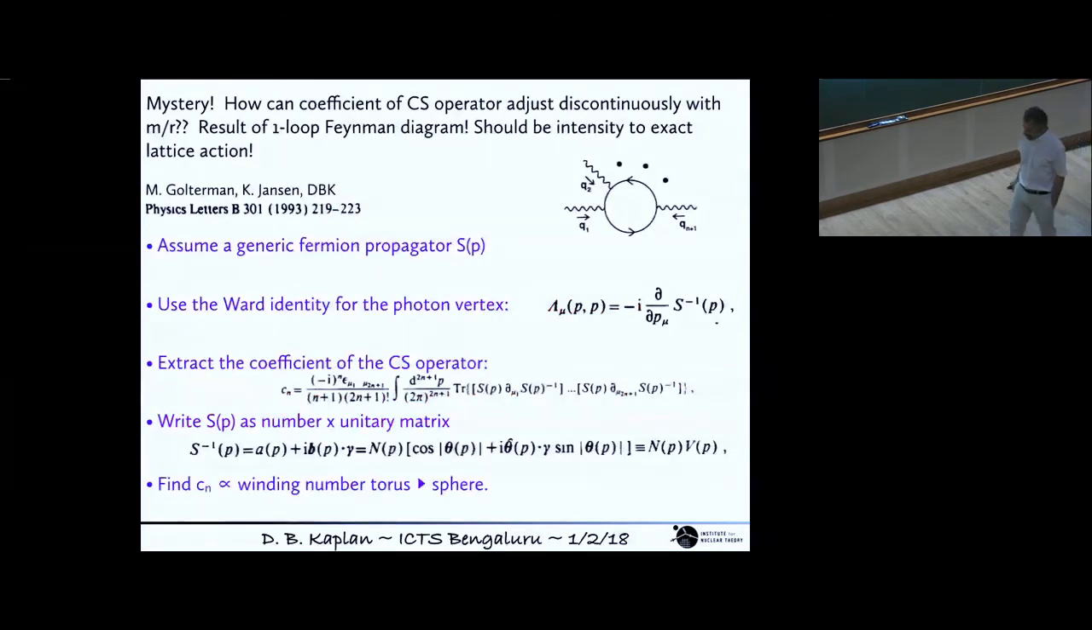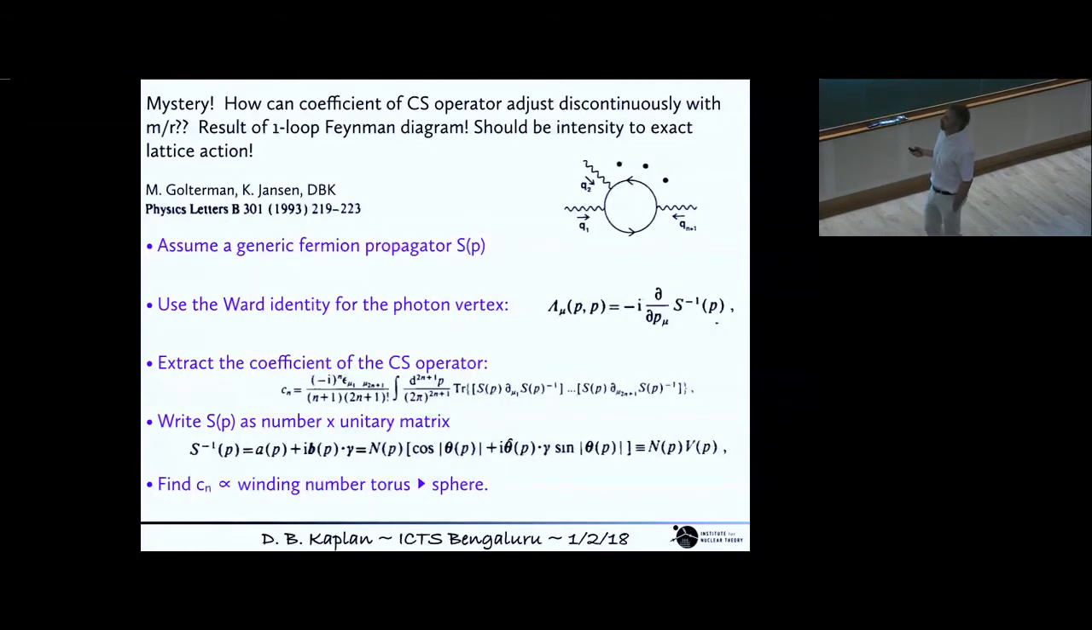So I was sort of pleased with this picture. Then Martin Golterman came to visit, and he says there's something wrong here, because as you change your chiral modes discontinuously on the walls, you're going to have to change your Chern-Simons current. In particular, the coefficient of the Chern-Simons operator has to change discontinuously as I change m over r to account for the anomaly correctly. And how in the world could it do that? Because after all, the coefficient of the Chern-Simons current is just the result of a one-loop diagram, and one-loop diagrams don't jump from one integer to the other. So that was very puzzling.